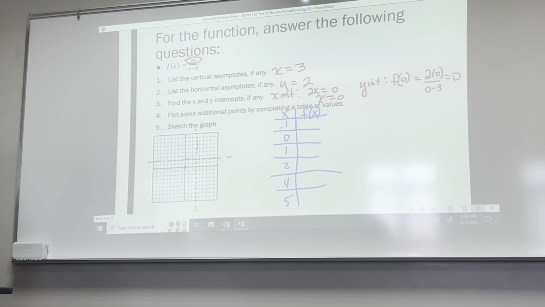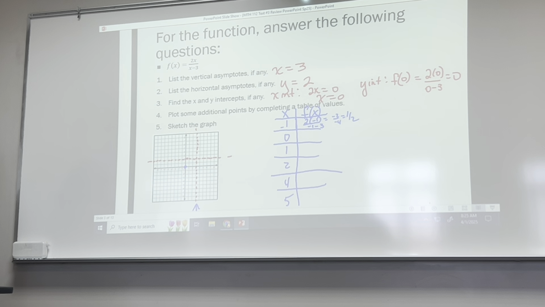And you may need these few points, right? Wherever your vertical asymptote is, you need some points on the left of it and on the right of it, so you know which block to put your graph in. If I put a negative 1 in for x, what's y? It's 2 times negative 1 over negative 1 minus 3. That'll be negative 2 over negative 4, which is positive 1/2. Do you agree?